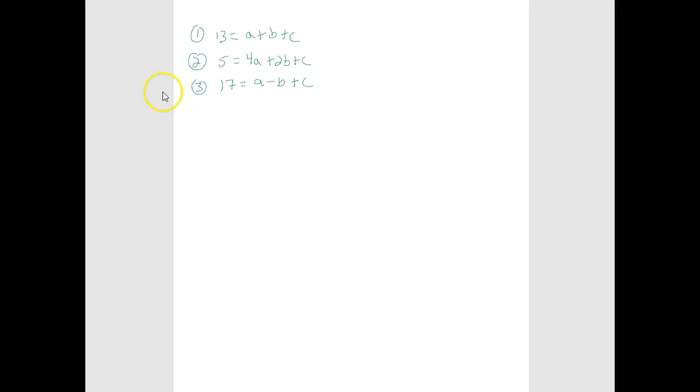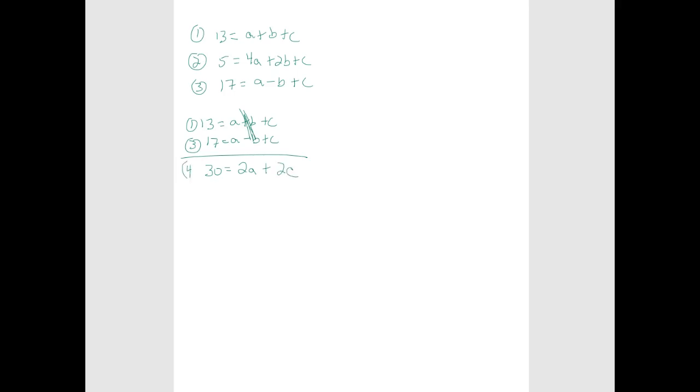Alright, so looking at that, we can choose to eliminate any variable to start, but I notice I have a plus b and a minus b, so I'm going to start by eliminating b. So I'm going to use equation 1, copy that down, and equation 3, copy that down, and add them up. 13 plus 17 is 30. A plus a is 2a. Plus b minus b is 0, which is what we wanted. We wanted to eliminate b. And c plus c is 2c.